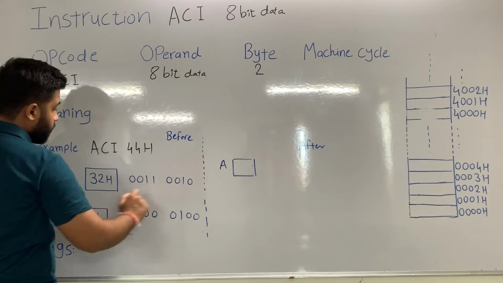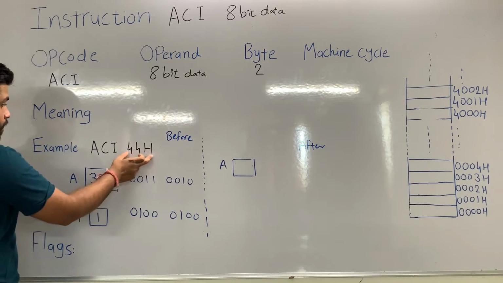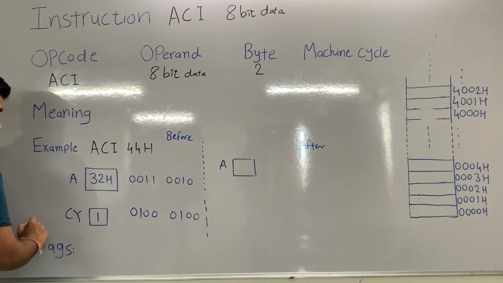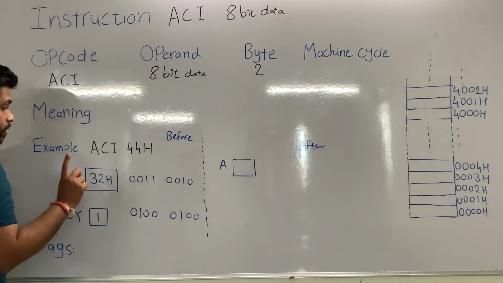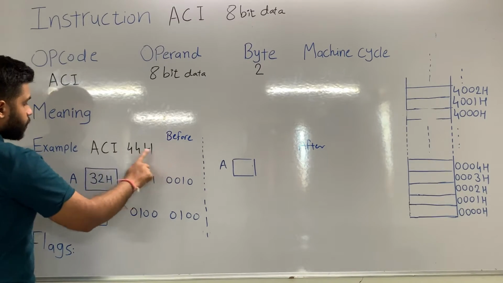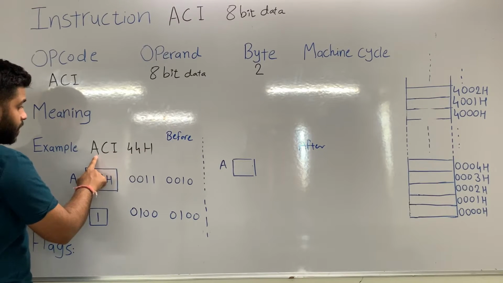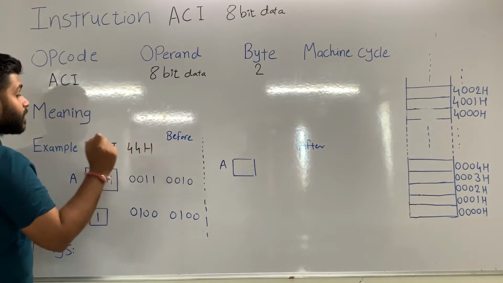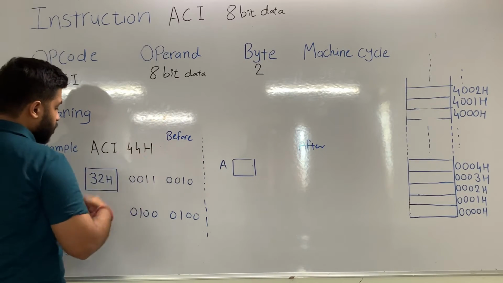It is represented in the binary. The 44H is also represented in the binary. The content of the carry flag before the execution is 1. The carry flag is set. Now when this instruction is executed, ACI 44H, it means add the content of accumulator with 44H with carry, and the answer will be stored in the accumulator.